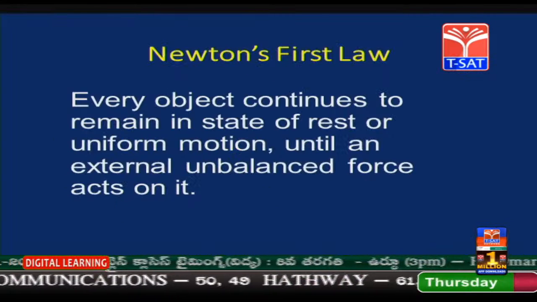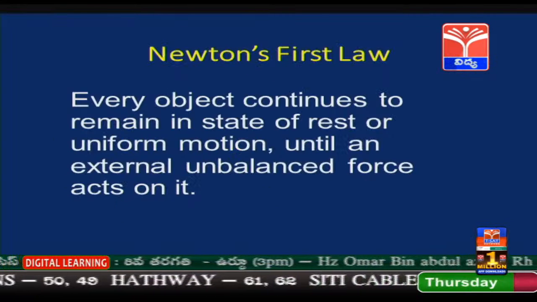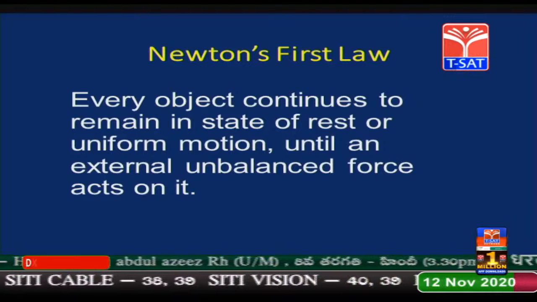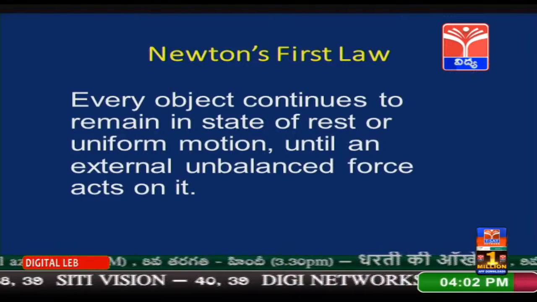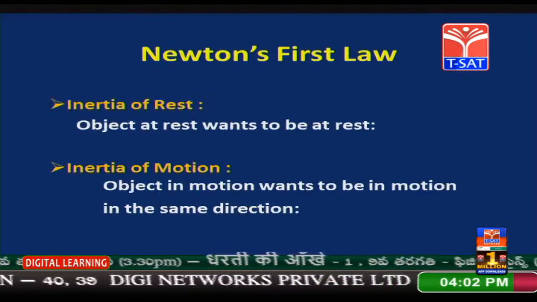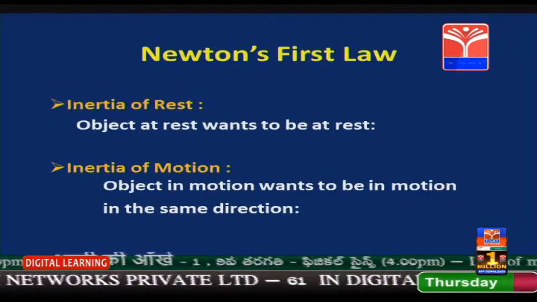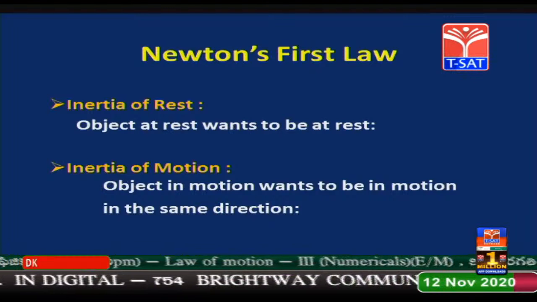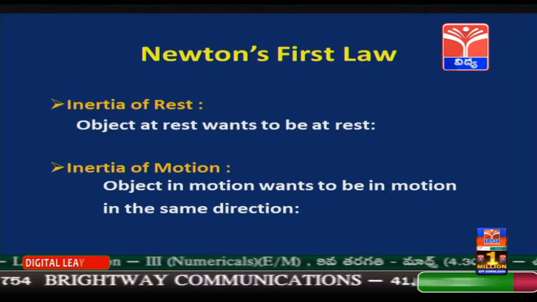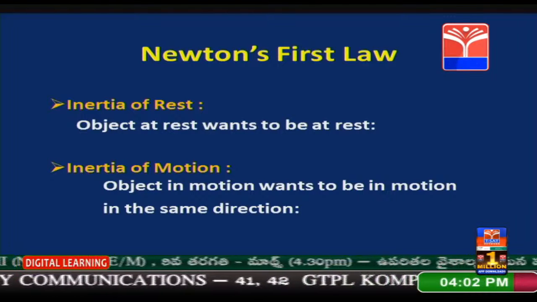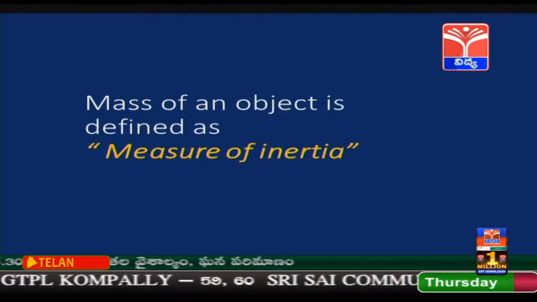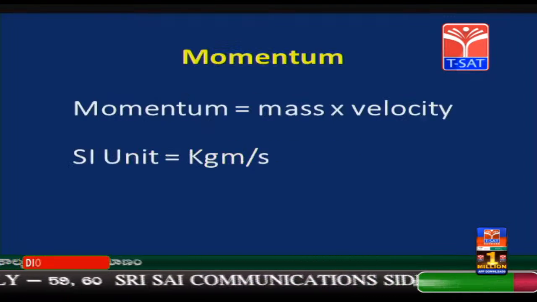The first law of Newton: every object continues to remain in its state of rest or uniform motion until an external unbalanced force acts on it, which can be said as inertia of rest. Object at rest wants to be at rest. And inertia of motion: object in motion wants to be in motion in the same direction. Hence, we can define mass as measure of inertia.